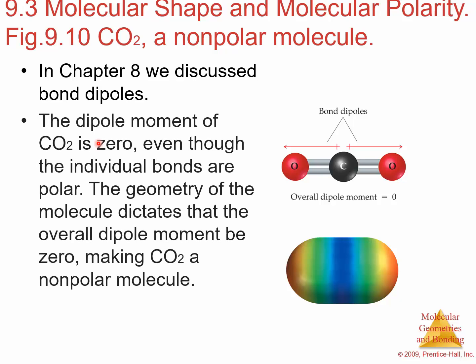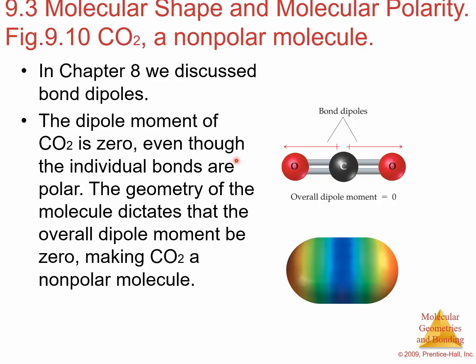Recall that bond polarity is a measure of how equally the electrons in a bond are shared between the two atoms of the bond. As the difference in electronegativity between the two atoms increases, so does the bond polarity, as we talked about in chapter 8. We saw that the dipole moment of a diatomic molecule is a measure of the amount of charge separation in the molecule. For a molecule consisting of more than two atoms, the dipole moment depends on both the polarities of the individual bonds and the geometry of the molecule.